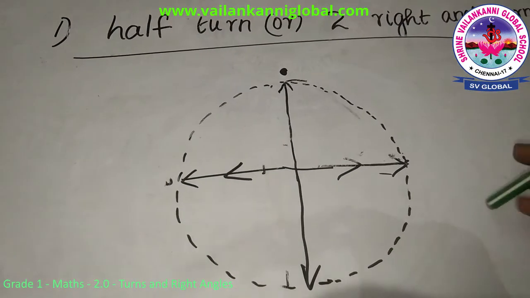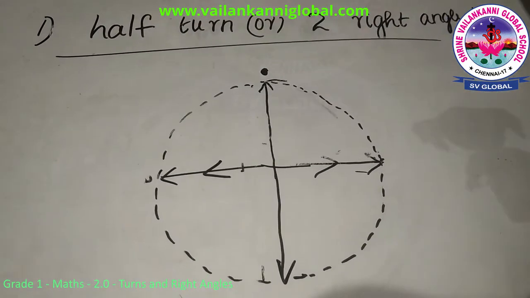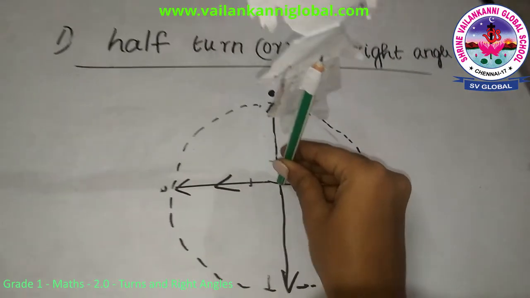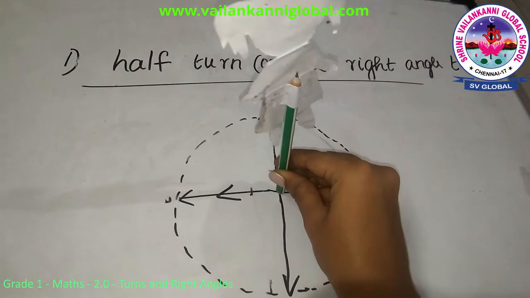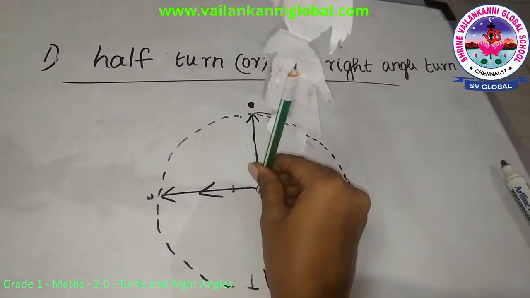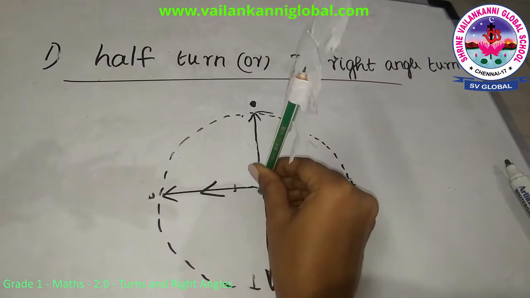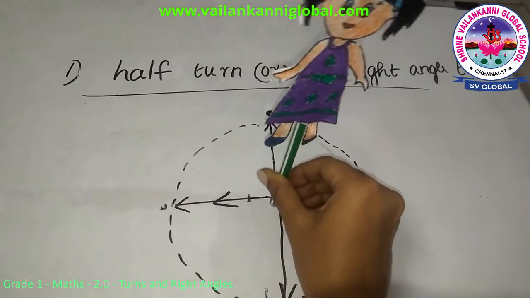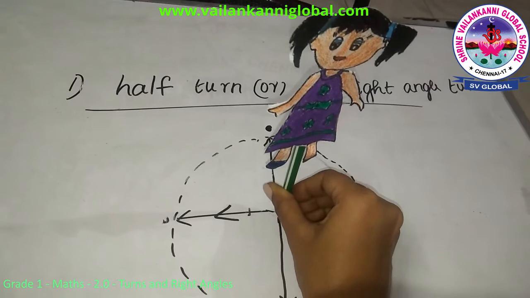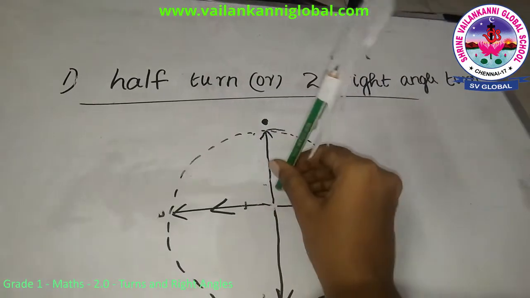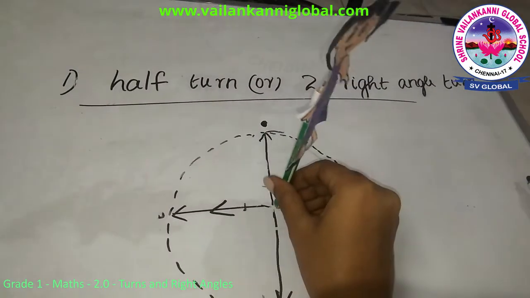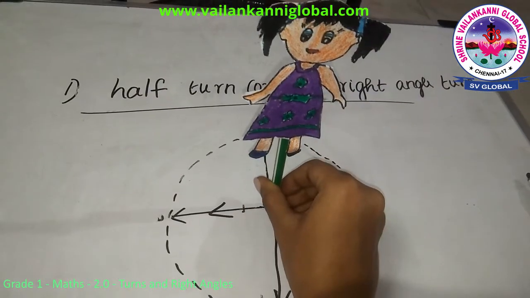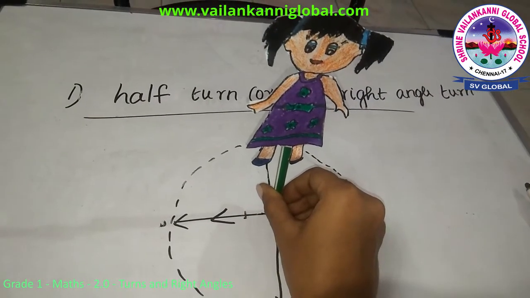Now we are going to see about half turn or 2 right angle turns. So now Tina is in the same direction. So now we are going to make 2 right angle turns. So when I turn like this is one right angle. When I turn again and it's facing like this, this is 2 right angle turns. So this was one right angle and this was another right angle.